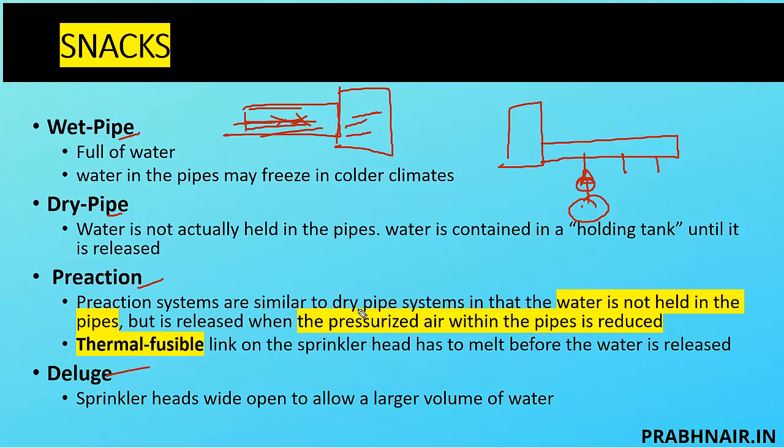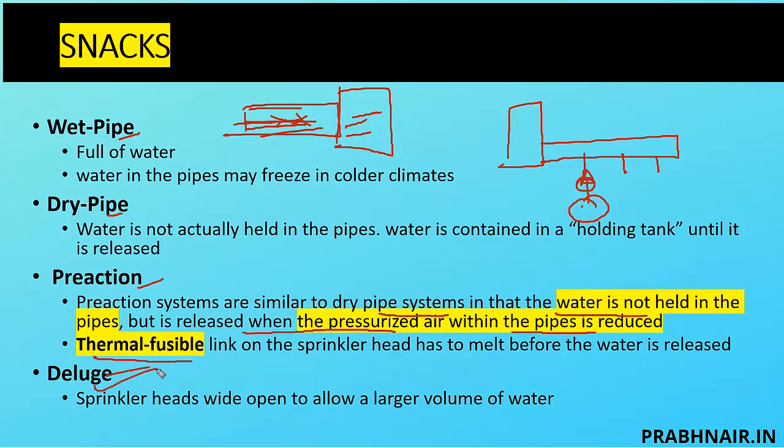That's why pre-action systems are similar to dry pipe. That is true. The water is not held in the pipe, but it is released when the pressurized air within the pipe is reduced. So the thermal fusible link on the sprinkler has to be melted before the water is released. So there is enough air, then the link needs to be melted, and then only it releases the water. So we get a good amount of time to take the hardware equipment out from there.